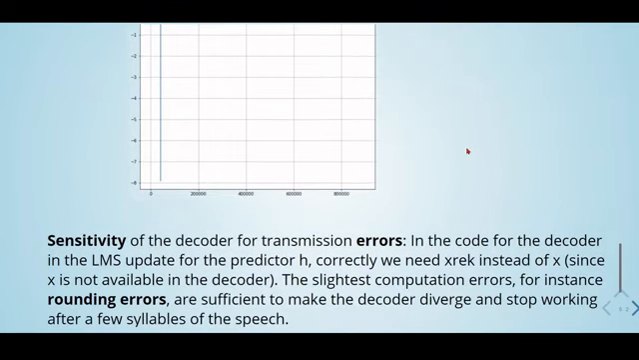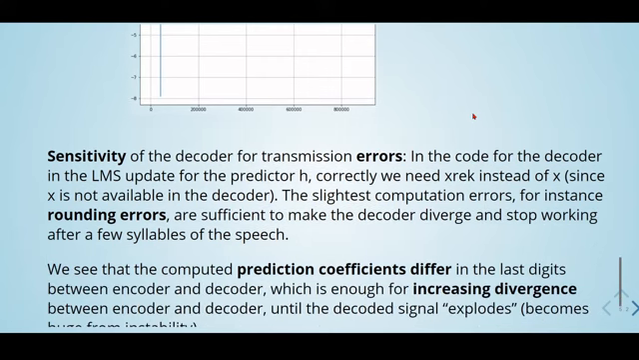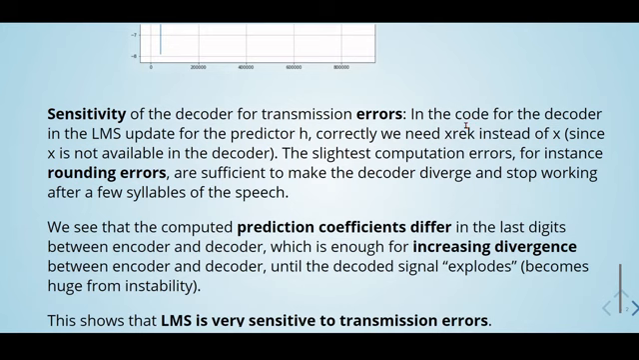So in the decoder, there is the sensitivity of the decoder to transmission errors, and the code for the decoder, the LMS update for the predictor H. We need x_rec instead of x, since x is not available in the decoder. And the slightest computation errors, for instance rounding errors, are sufficient to make the decoder diverge and stop working after a few syllables of the speech.